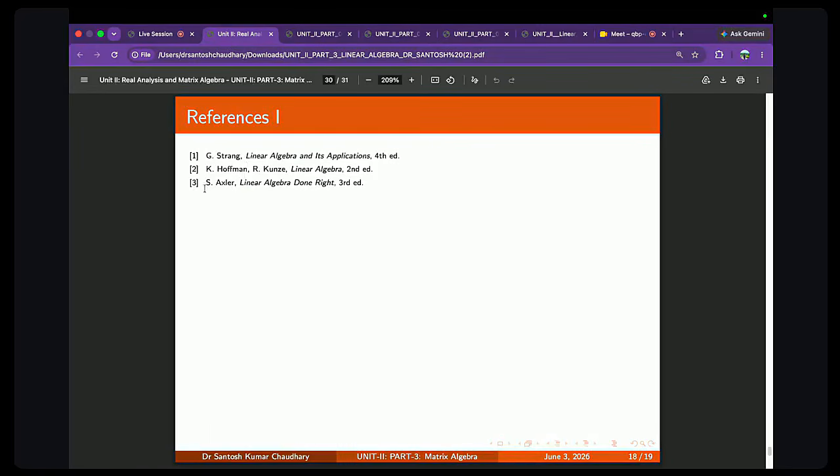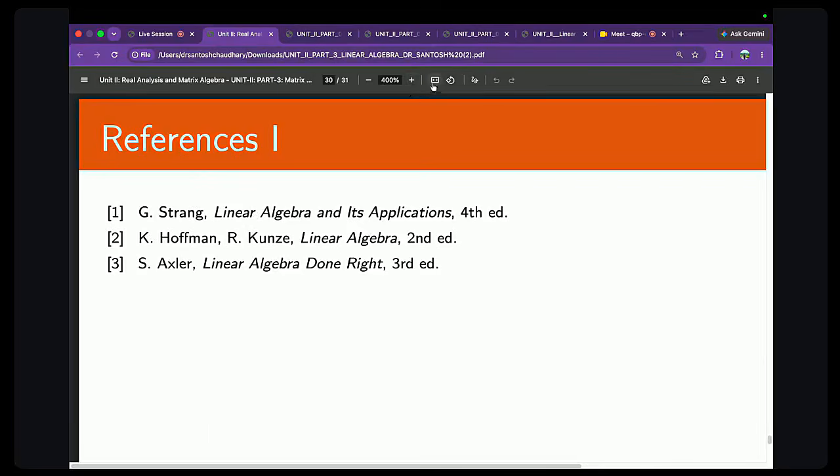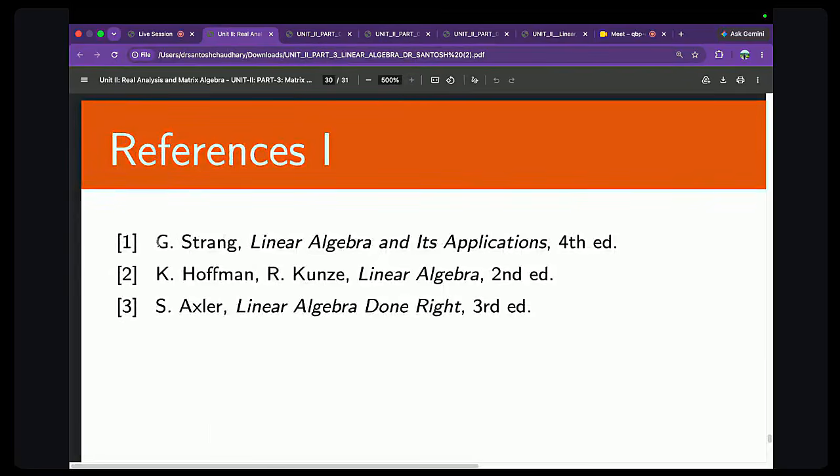So the books you want, these are the references that have been used or content taken from. Those who are asking what the references are, you can see this. Okay, so references are this. Gilbert Strang, he was a professor at MIT for the last, I think, 60 years.